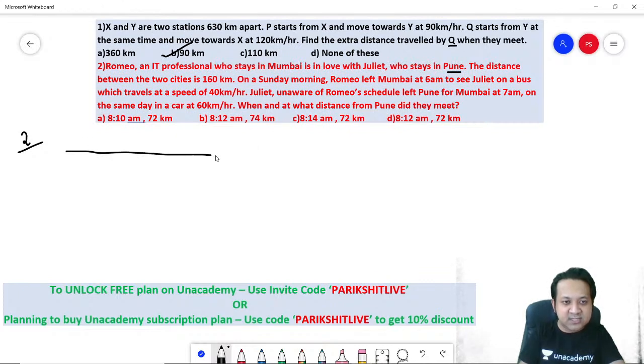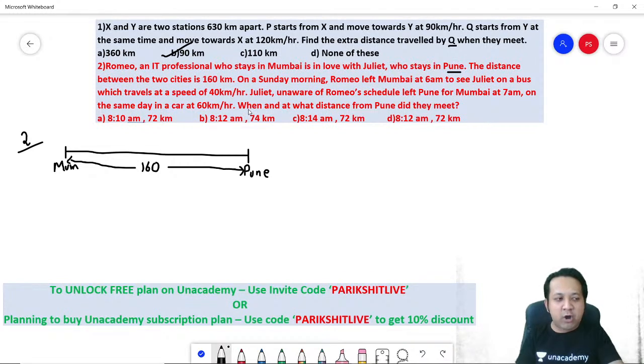So let's try to draw this. There are two cities, Mumbai and Pune. This is Pune and this side is Mumbai. The distance between the two cities is 160 kilometers. Next, on a Sunday morning, Romeo left Mumbai at 6 a.m. So let's write down. Romeo is out here. He leaves Mumbai at 6 a.m. to see Juliet on a bus which travels at a speed of 40 kilometers per hour.